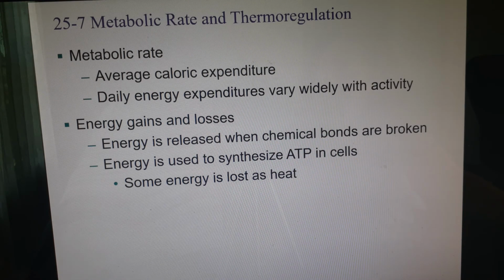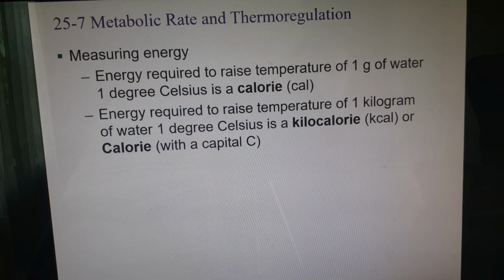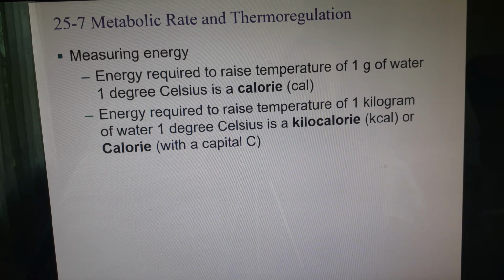Metabolic rate is how much energy you expend daily through activities and metabolism. And energy gains and losses, of course, are building and breaking of chemical bonds. And we're going to have body heat produced as a byproduct that's going to lose some of the energy. So to measure energy, the definition of the amount of energy required to raise the temperature of 1 gallon of water 1 degree Celsius is a calorie.